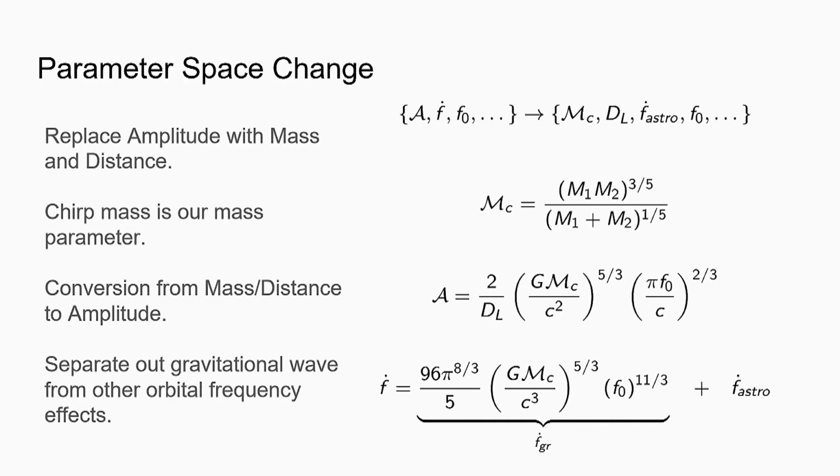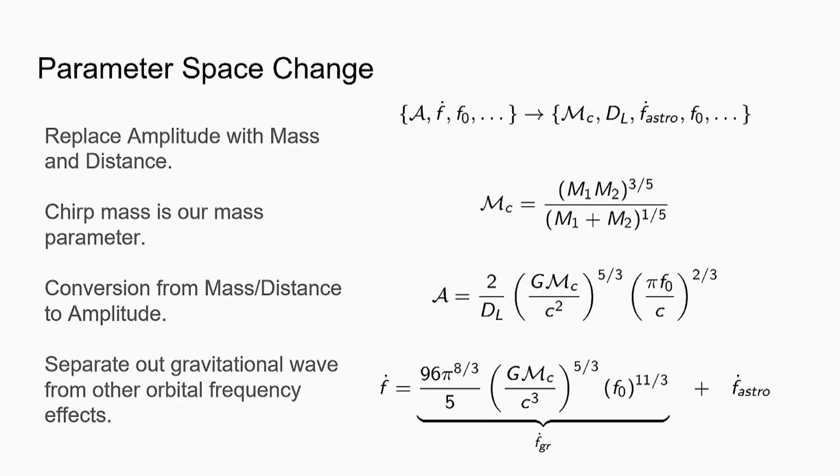So in order to do this, we have to change the search space of the Markov chain Monte Carlo algorithm. So I'm just switching amplitude out for mass and distance. Chirp mass is the mass parameter we chose for this. And this is how we're converting. We're just assuming very idealized binaries here. This is our conversion from mass and distance to amplitude.